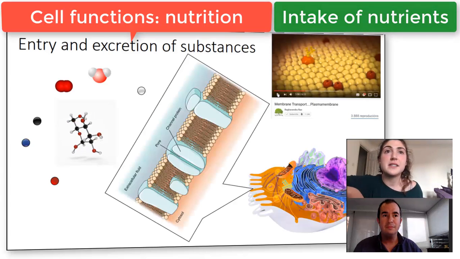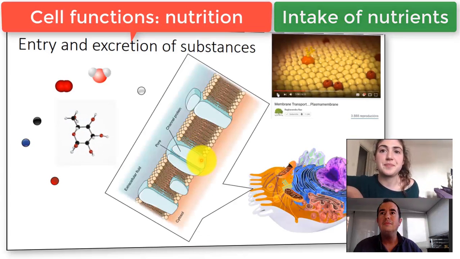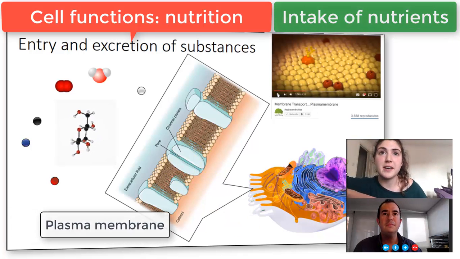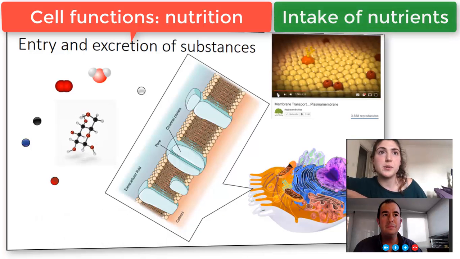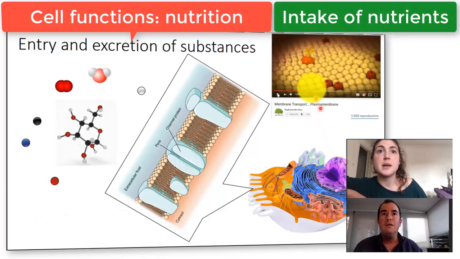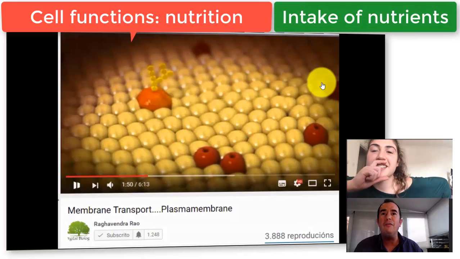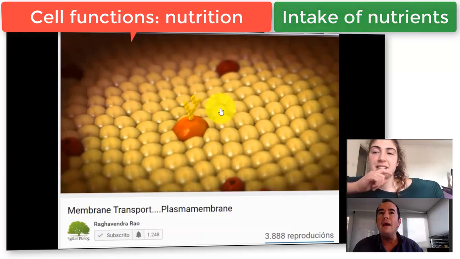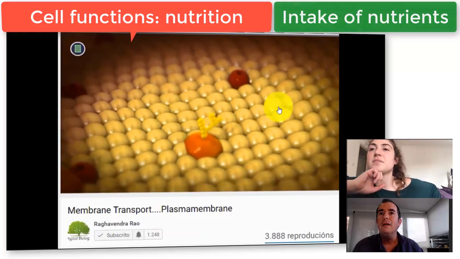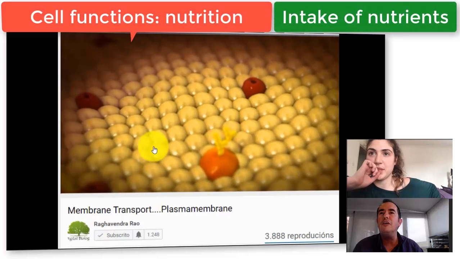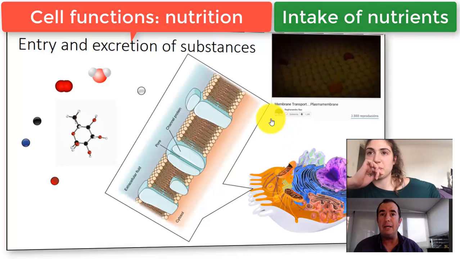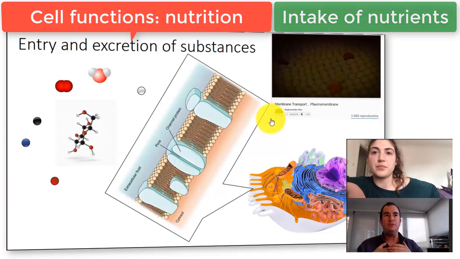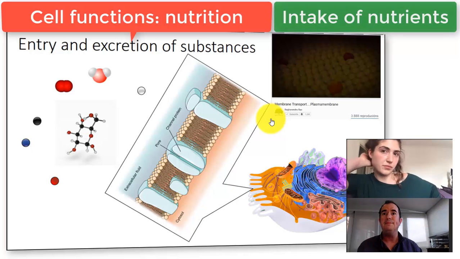So, how can substances enter or be secreted? The plasma membrane of the cell is a selective barrier that separates the interior of all cells from the outside environment. But first of all, I've got a video so our students can see the plasma membrane, and here they are looking at the phospholipids moving in the membrane, the flexible membrane that allows substances to enter or exit.